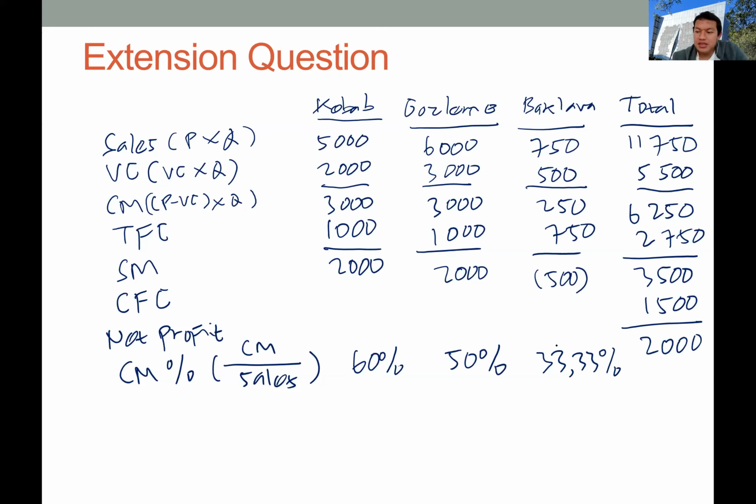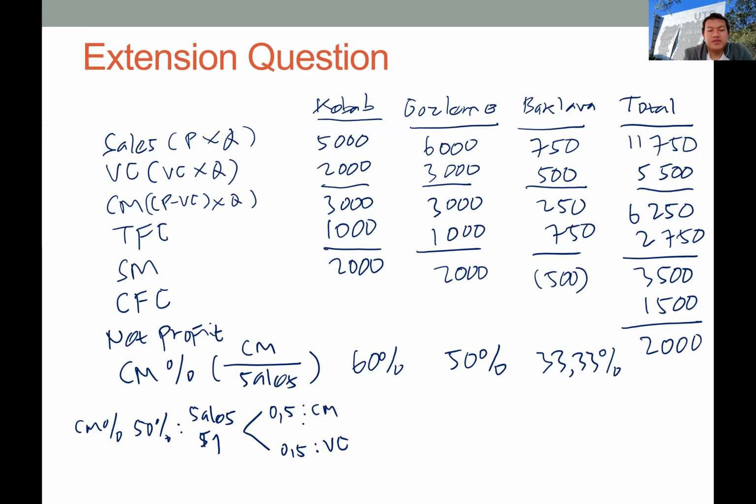And now the company decide to promote gozlimi, and get 1,000 of additional sales. Just to remind you how we interpret this contribution margin. So if we have a contribution margin of 50%, it means out of $1 increase in sales, 0.5 will be the additional contribution margin, and the other 0.5 will be the additional variable cost. Okay, so this is how we interpret this contribution margin.